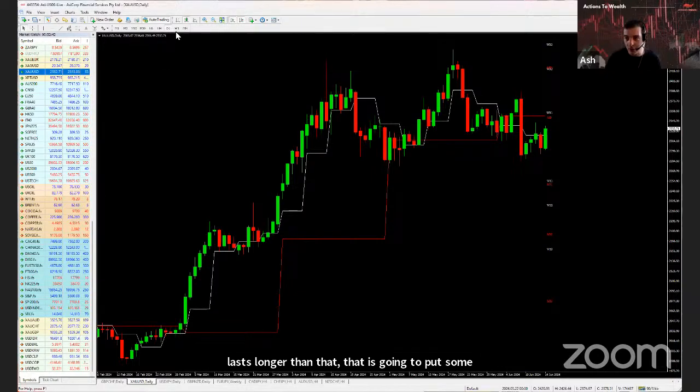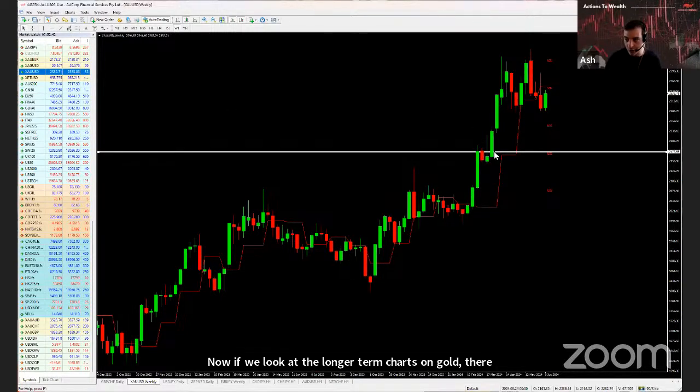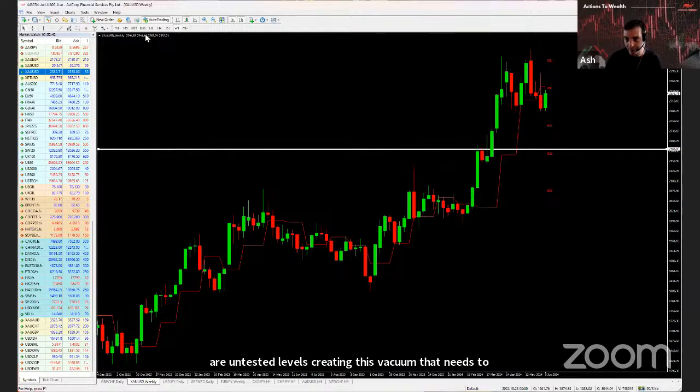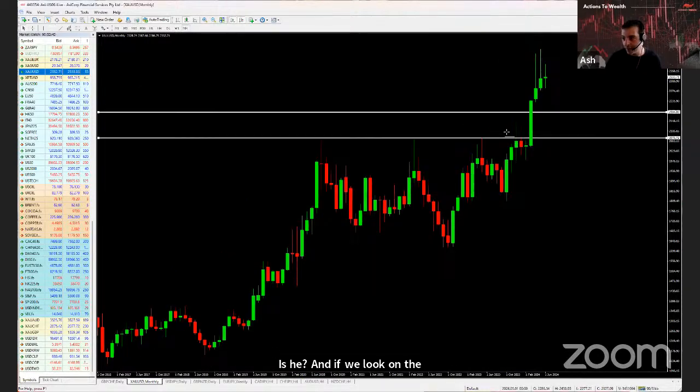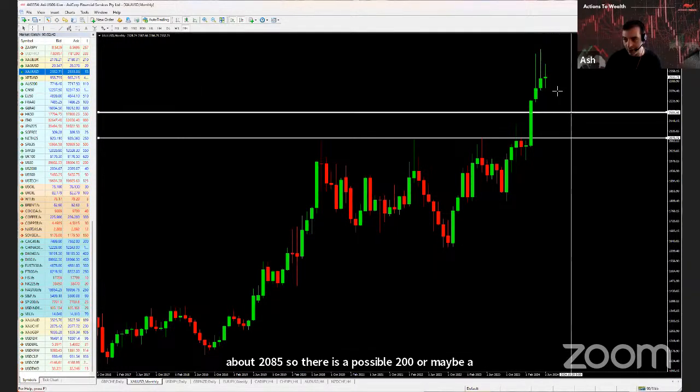Now, if we look at the longer term charts on gold, there are untested levels creating this vacuum that needs to be filled and closed. It's here. And if we look on the monthly, it's even lower. It's there. So we're looking at 2,170 to 2,185, I'd say, and around about 2,085. So there is a possible 200 or maybe $150 drop in gold.